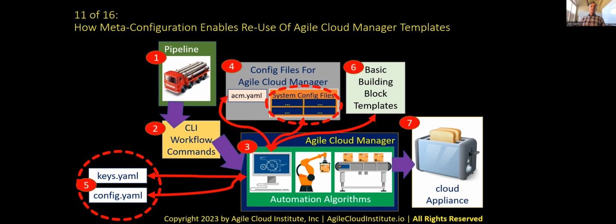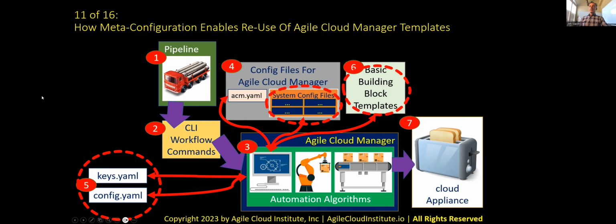There's a specific language that's defined in the engineering section of agilecloudinstitute.io, our website, and that specific language is very simple, and it maps values from keys.yaml and config.yaml into the system configuration files so that the values can stay safely stored off in these meta configuration files named keys.yaml and config.yaml, while your templates can be reusable.